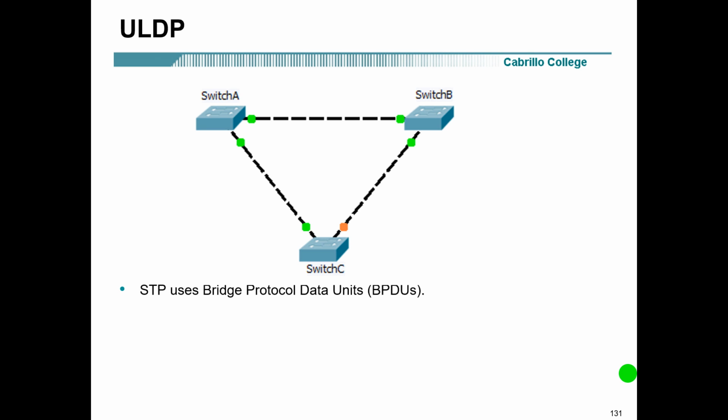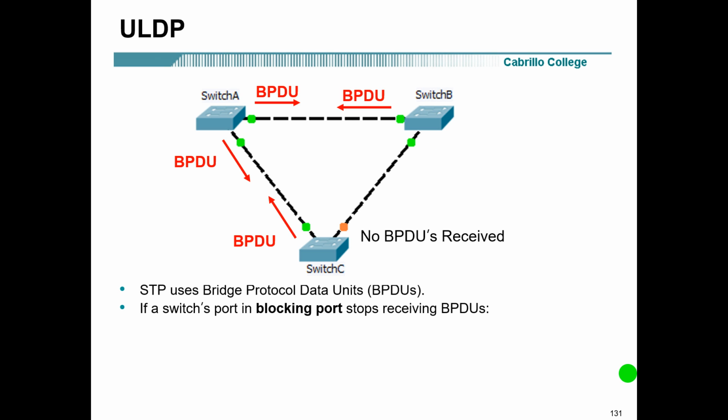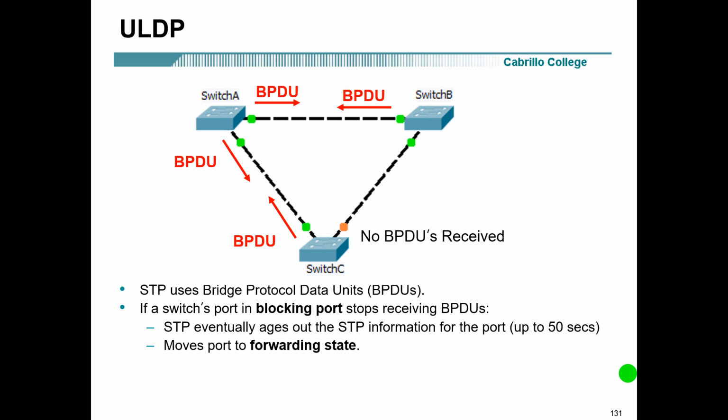So STP will use Bridge Protocol Data Units, our BPDUs, to send and pass information. No BPDUs will be received on our blocked interface. If a switch port in a blocking state stops receiving the BPDUs, STP eventually ages out the STP information for that port, again up to 50 seconds, moving it to a forwarding state.